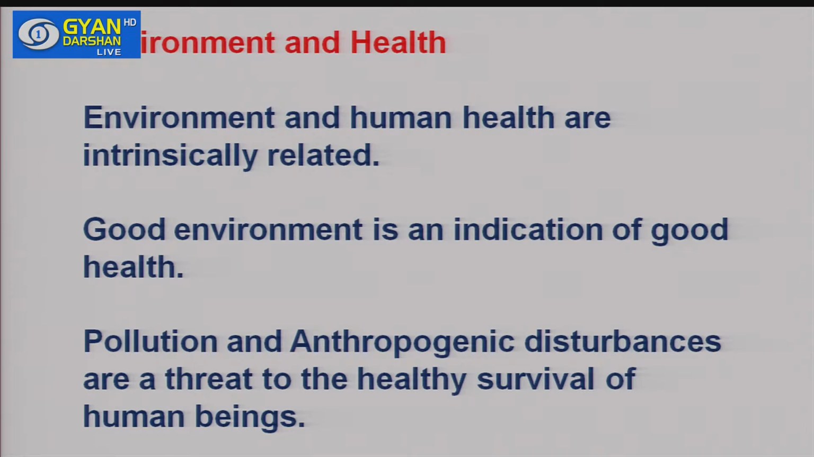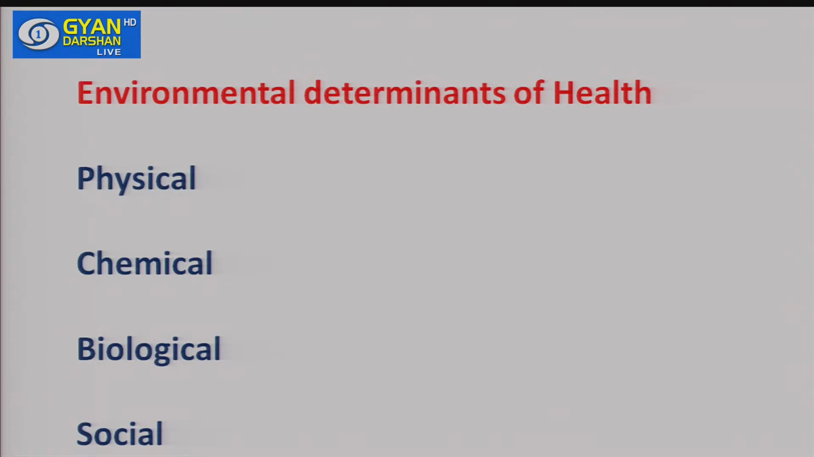What has happened today is that it is of serious concern that pollution and anthropogenic factors are becoming a cause of worry, because of which we are exposed to different types of chemicals and different types of pollutants in our environment. So, environment and health are related, and we must also know what the environmental determinants of health are. Although our health is physical and mental well-being, there are certain environmental determinants.